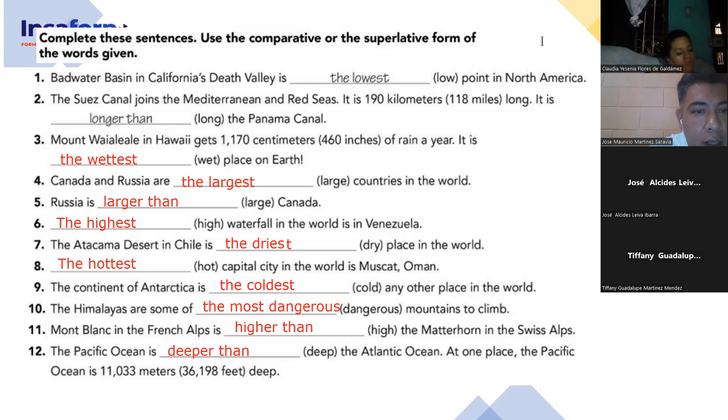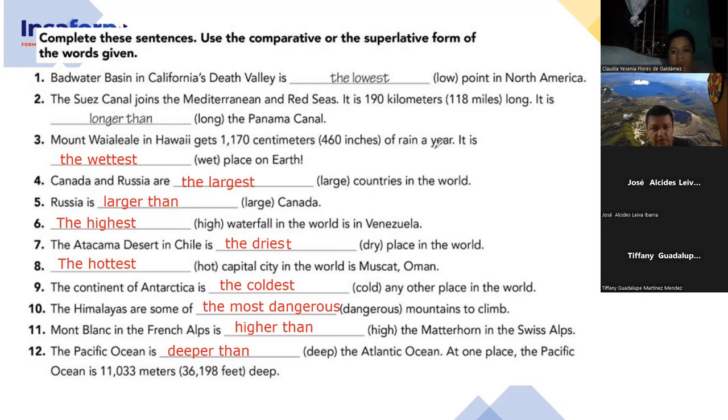Russia is larger than Canada. The highest waterfall in the world is in Venezuela. The Atacama Desert in Chile is the driest place in the world. The hottest capital city in the world is Muscat, Oman. The continent of Antarctica is the coldest any other place in the world. The Himalayas are some of the most dangerous mountains to climb. Mont Blanc in the French Alps is higher than the Matterhorn in the Swiss Alps. The Pacific Ocean is deeper than the Atlantic Ocean. At one place, the Pacific Ocean is 11,033 meters or 36,198 feet deep. Thank you so much.